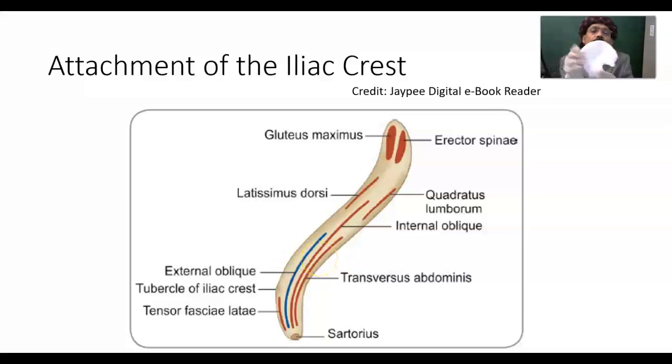Then if we go just behind the midpoint, we get the highest point of the iliac crest here. At the highest point, on the outer surface, we have the origin of latissimus dorsi. On the inner surface, we have the origin of the quadratus lumborum muscle. If you go to the posterior aspect, we have the dorsal slope for the origin of the gluteus maximus muscle, and the ventral slope for the origin of the erector spinae muscle. Okay, we got that.